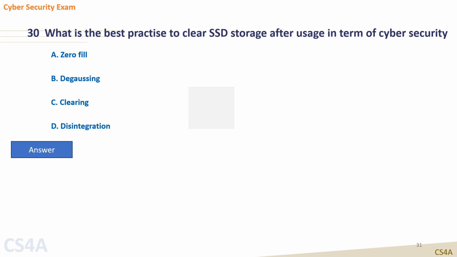And clearing: if you clear the SSD storage, even after that there is a possibility the data can be restored. Disintegration. Disintegration is a process of destroying the SSD storage. That's a proper way of clearing the SSD storage after usage. So option D is the correct one.